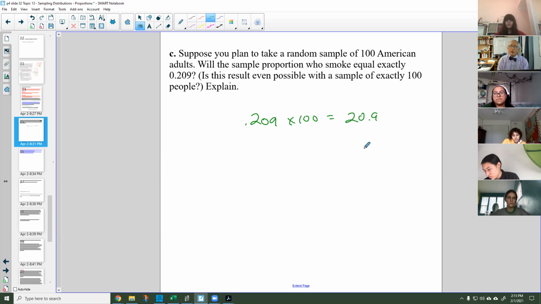But I think you're right. Now, with a sample size of 100, I think it'd probably be around there, but let's kind of find out. Okay. So it's not going to be exactly equal to 0.209.